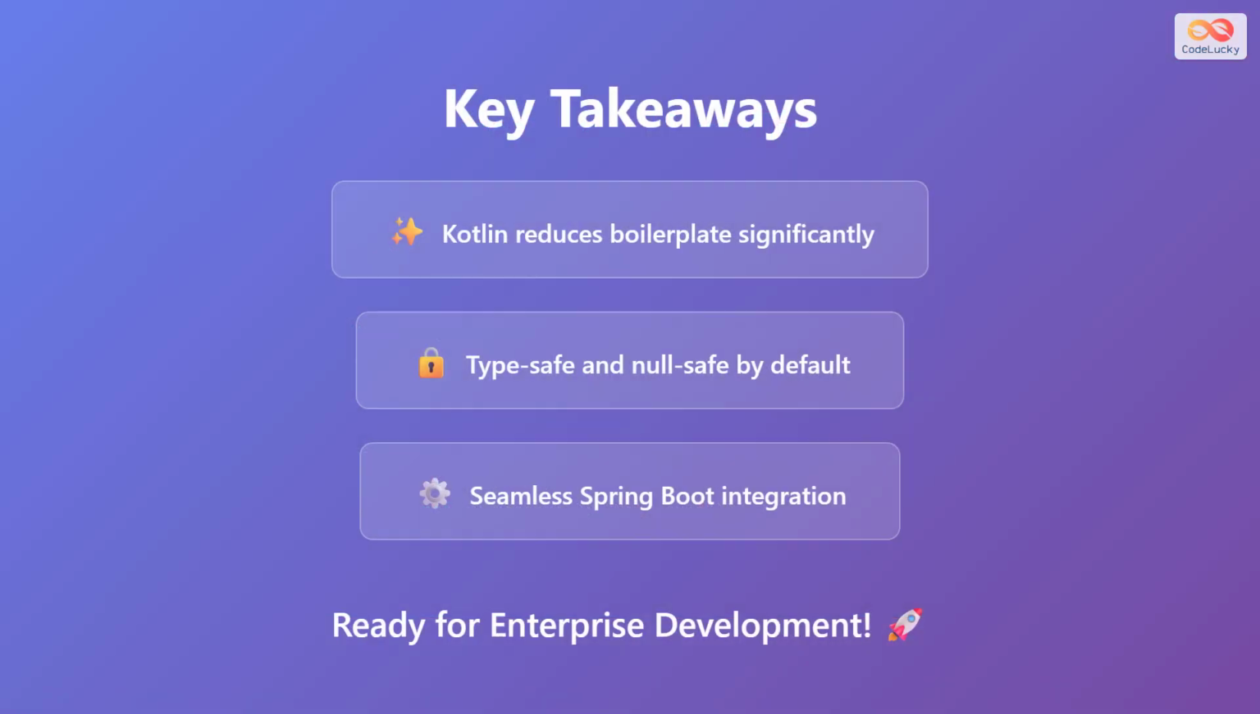Let's recap the key takeaways from this tutorial. First, Kotlin reduces boilerplate code significantly compared to Java, with features like data classes, single expression functions, and smart type inference, allowing developers to focus on business logic rather than repetitive code. Second, Kotlin is type-safe and null-safe by default, catching potential errors at compile time rather than runtime, which leads to more robust and reliable applications with fewer crashes in production.